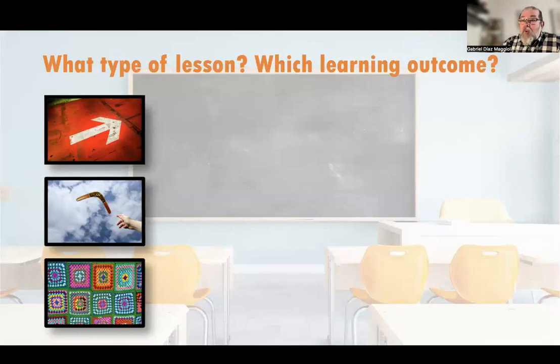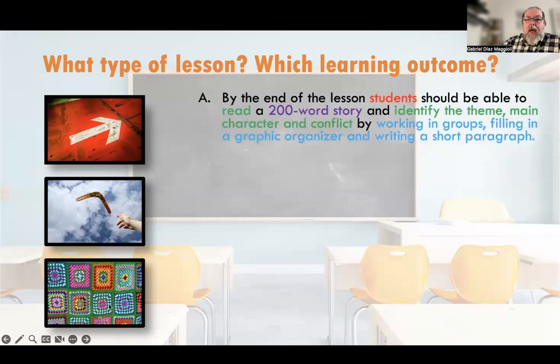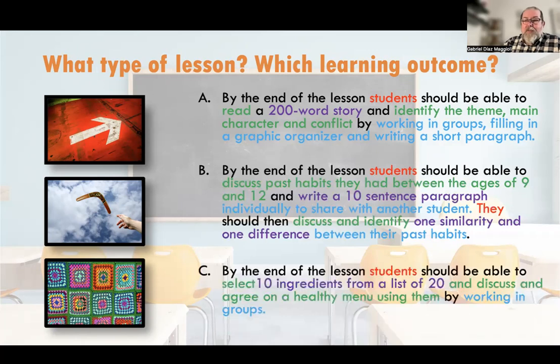What type of lesson and which learning outcomes? Here, I'm going to show you the straight arrow, the boomerang, and the patchwork lesson, how they can be put into a learning outcome. I'm just going to give you a minute to read these 3 learning outcomes. And what I would like you to do is to think which is the outcome for a straight arrow lesson, which is the outcome for a boomerang lesson, and which is the outcome for a patchwork lesson. You can stop the video now if you want.